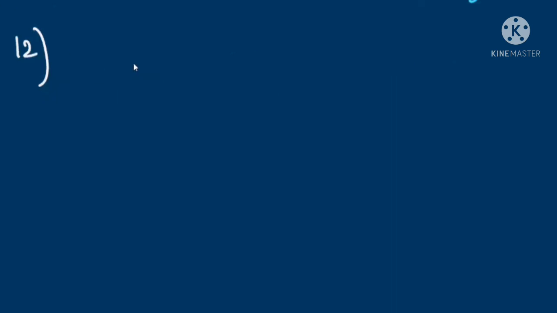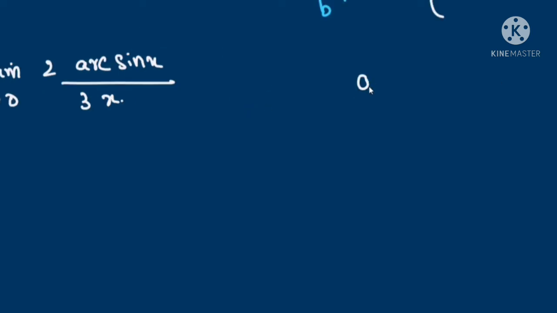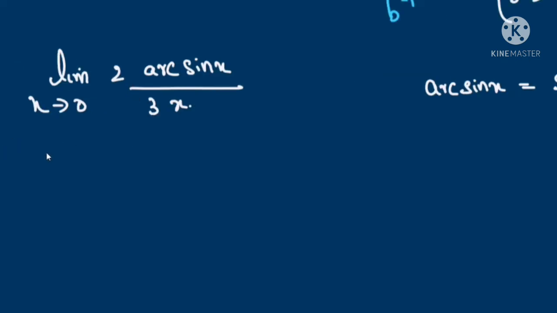12th one, limit x tends to 0, 2 arc sin x by 3x. Arc sin x is a new term. This is nothing but sine inverse x. So here 2 by 3 is a constant. You can take it outside the limit.